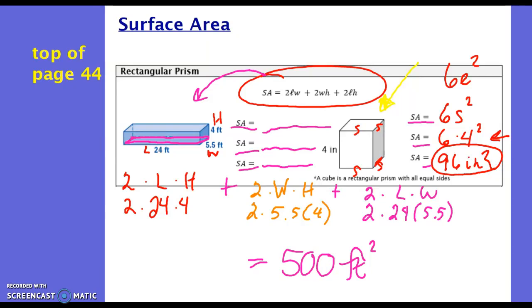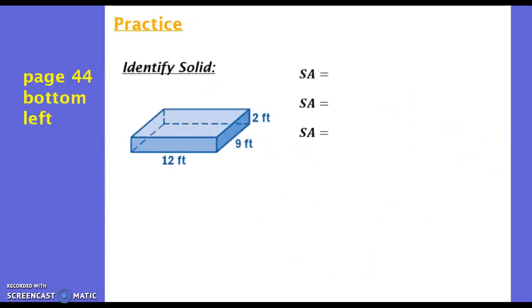Okay, so that is how you find the surface area of a rectangular prism or a cube, which is a special type of rectangular prism. Now, why don't you go ahead and turn to page 44, and in the bottom left corner, try to find the surface area of this rectangular prism. Hit pause and then hit play when you are ready.